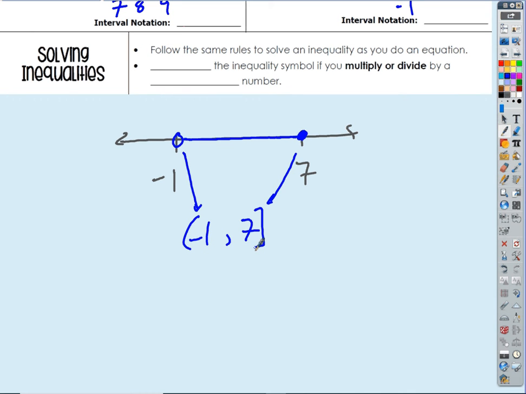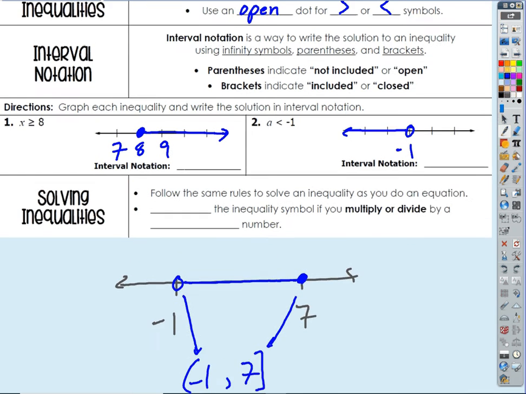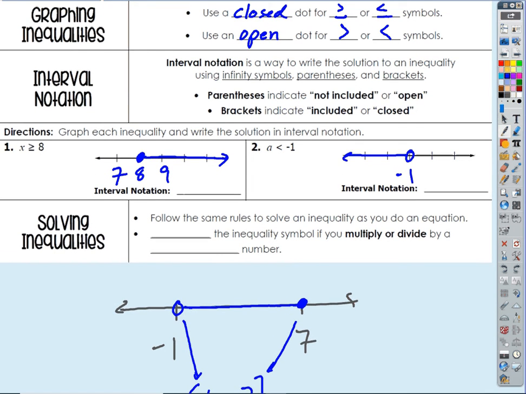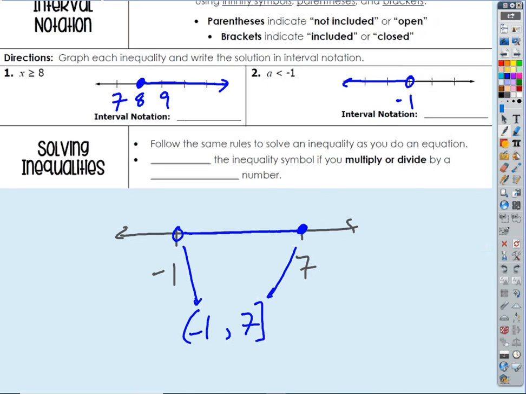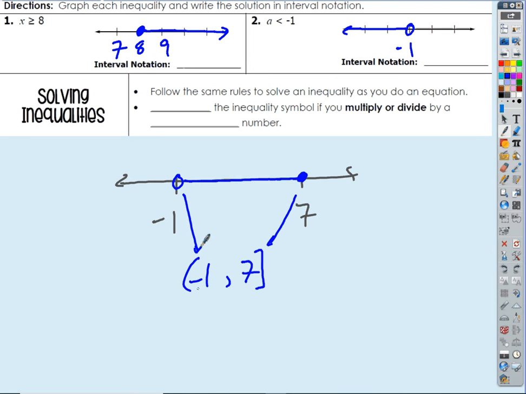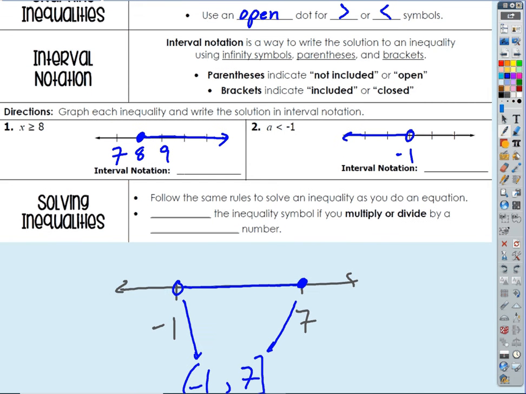Now there's an easy way to remember that. What uses more ink, a closed dot or an open dot? Closed dot. It takes more ink to draw the equal sign with the inequality, right? And it also takes more ink to draw a bracket than parentheses, right? So more ink always goes with more ink, right? So then our rules for interval notation are just that parentheses do not include the endpoints, so those are open dots. Brackets include the endpoints, so those are closed dots.